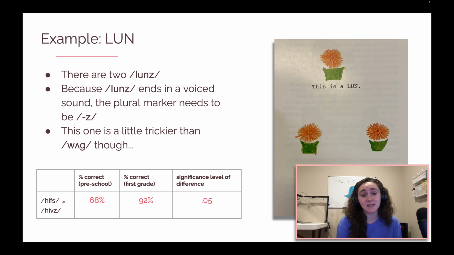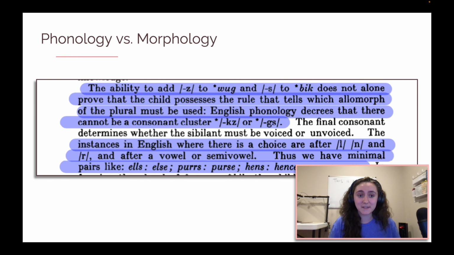So then we have another example, loon. The correct answer for this is loons. Just like the WUG one, it ends in a voiced sound, so the plural marker needs to be Z. However, this is actually a little more complicated than it seems at first. So 68% of preschoolers got this, and 92% of first graders got this, and it has a pretty significant level of difference. And the reason for this comes down to phonology versus morphology.